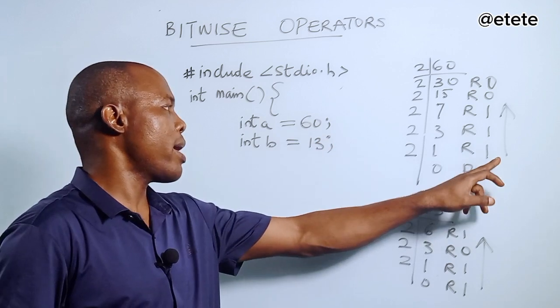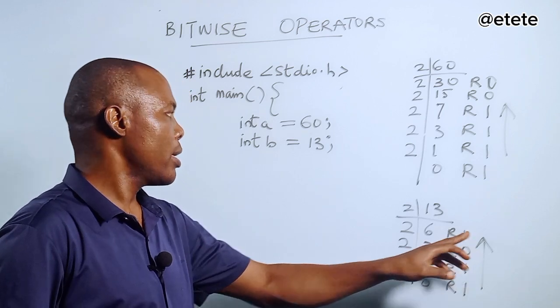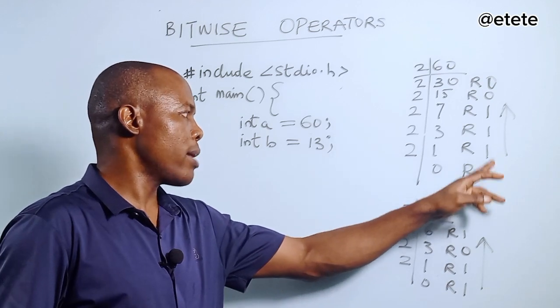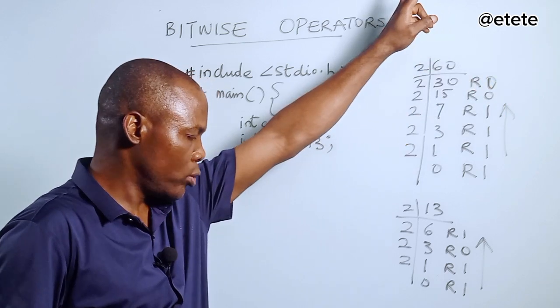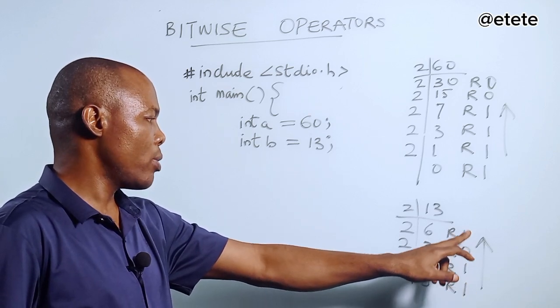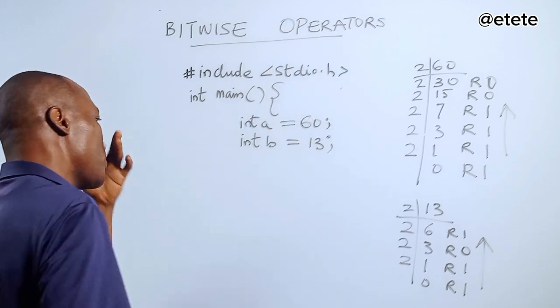For this one we have 1, 1, 1, 1, 0, 0. This one we have 1, 1, 0, 1. Now we want to make it 8 digits. So it will be 1, 1, 1, 1, 0, 0, 0, 0. We add 2 zeros. Then this one will be 1, 1, 0, 1, then we have 4 zeros. So that is how you get this.